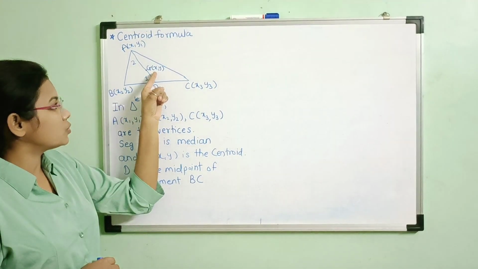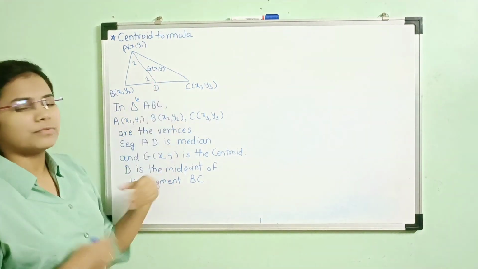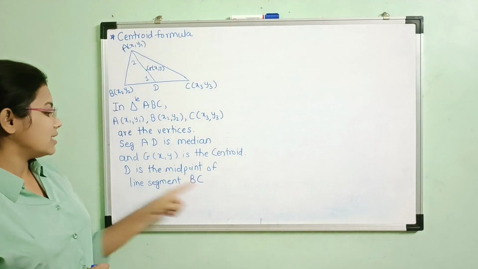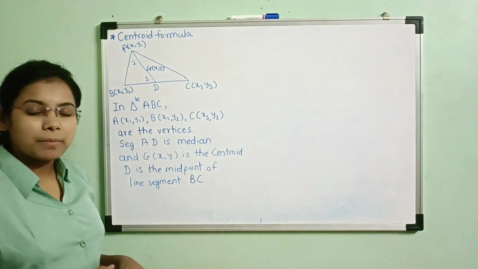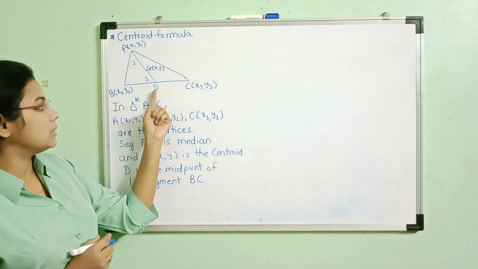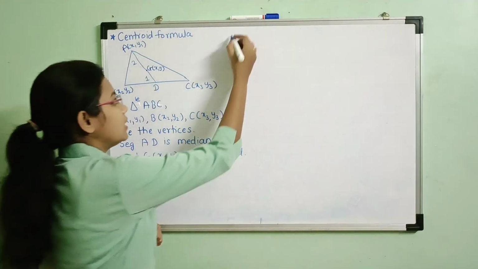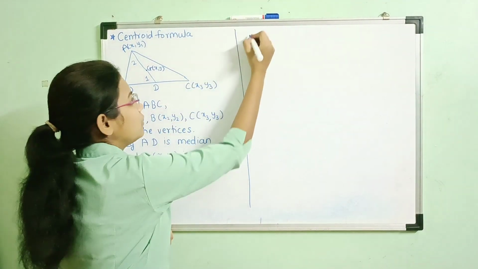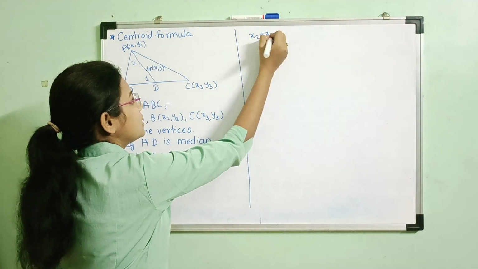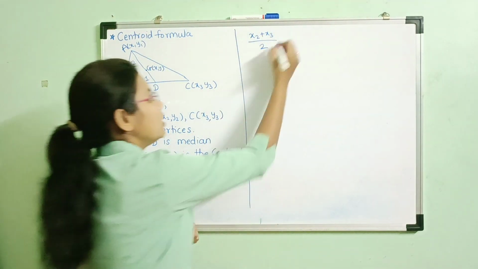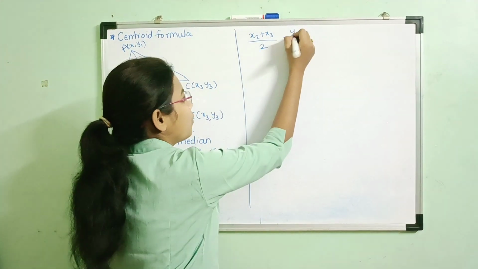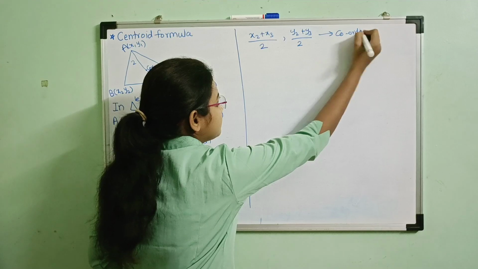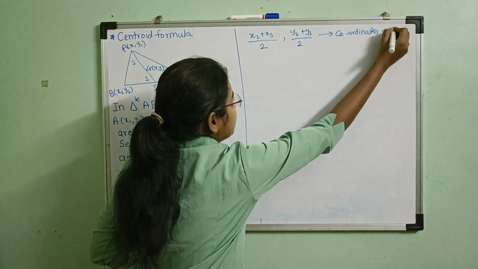Now we are going to derive the formula for the centroid of the triangle. D is the midpoint of line segment BC. Then by using the midpoint formula, what will be the coordinates of D? Because this is the midpoint of BC, you will get x2 plus x3 divided by 2, and the y coordinate will be y2 plus y3 divided by 2. These are the coordinates of midpoint D.